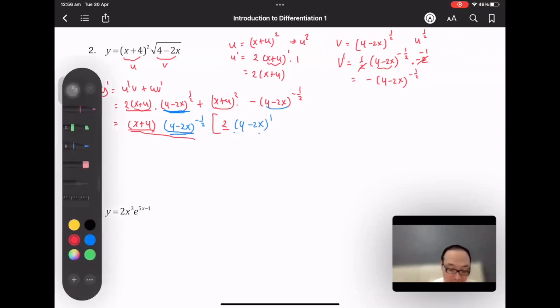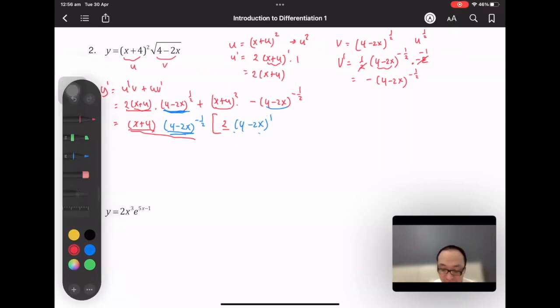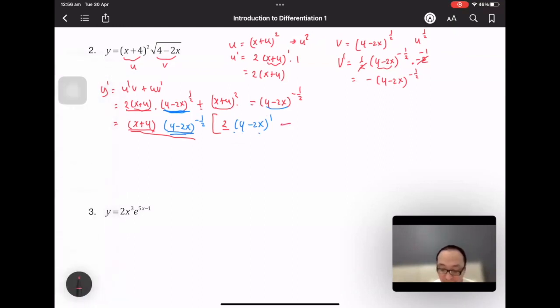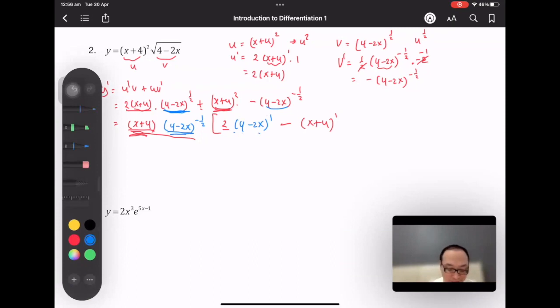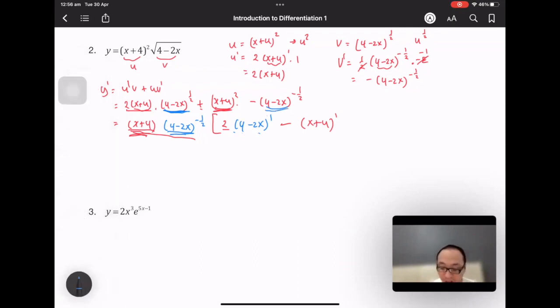Okay, next. The second term, it's plus and minus become minus. So we have x plus 4 square here and x plus 4 at the front. So it will be x plus 4 remaining to the power of 1. Yeah. And then for the 4 minus 2x to the power of negative half, we have 4 minus 2x to the power of negative half. So that's only 1.